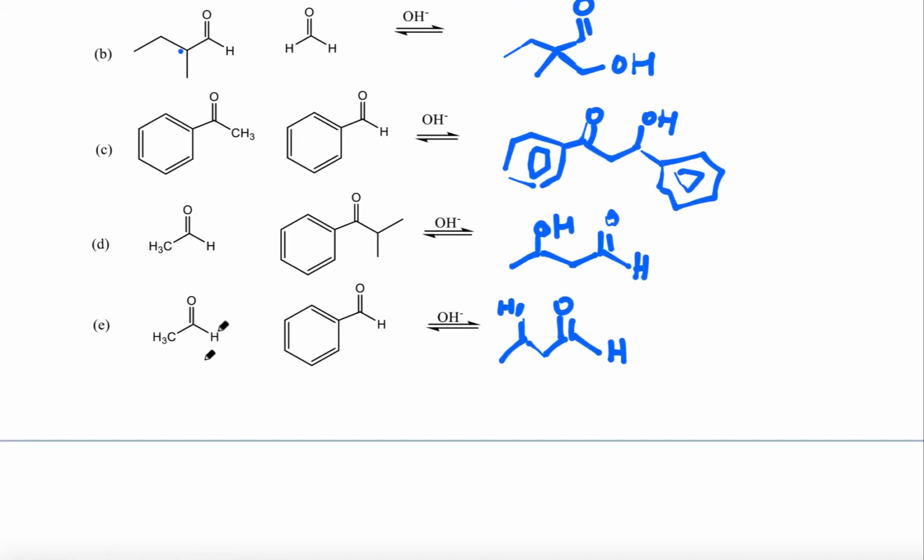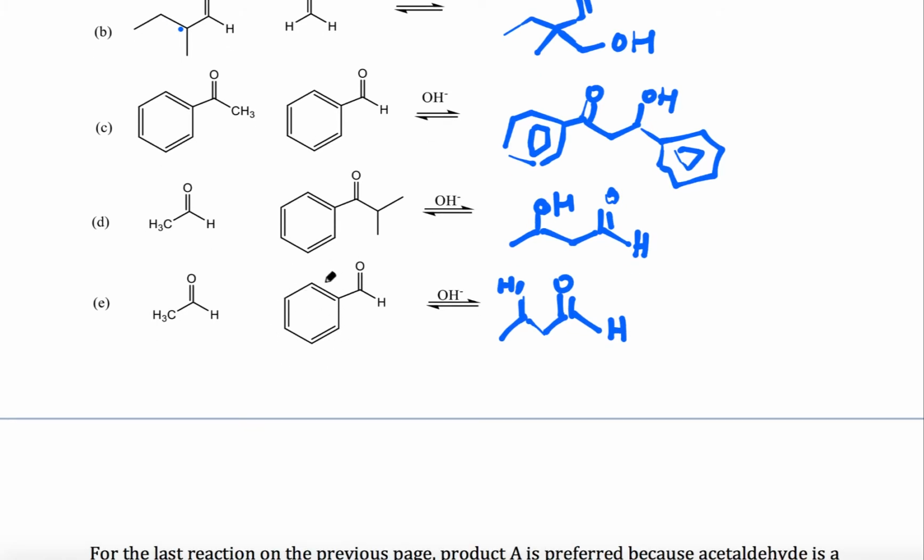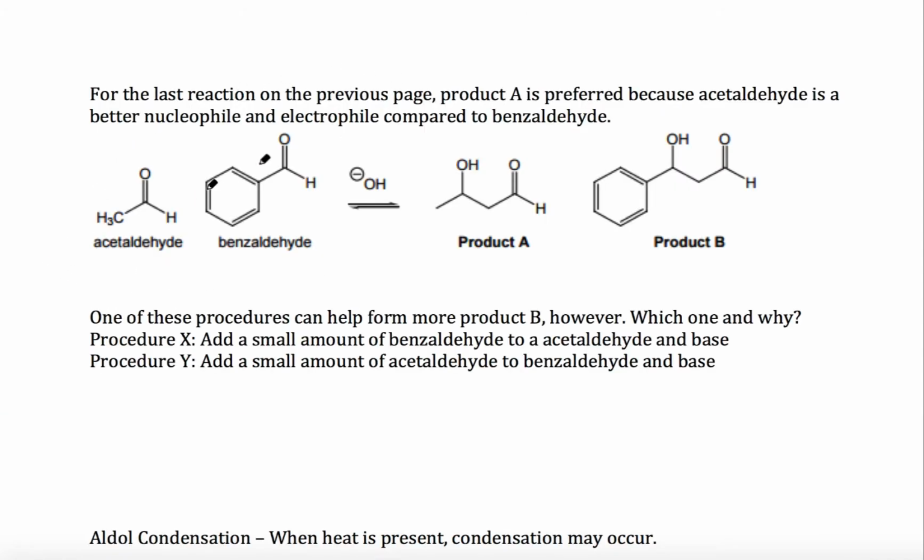And same thing here as well. It's going to be more likely to attack itself because even though this is an aldehyde, this phenyl is still some steric bulk. Okay, it's still carrying some baggage. So this will probably prefer attacking itself instead. And the reason why it preferred to attack itself is because acetaldehyde is both a better nucleophile and electrophile compared to benzaldehyde. Benzaldehyde has no alpha hydrogens, so it can't even be a nucleophile. But in terms of being an electrophile, it's got this steric hindrance right here. So this will prefer to be formed over product B for that reason.